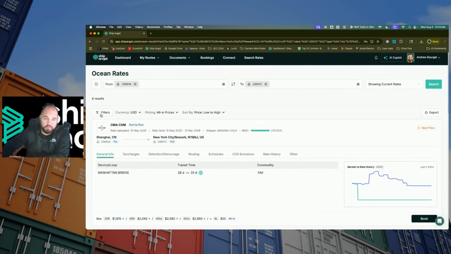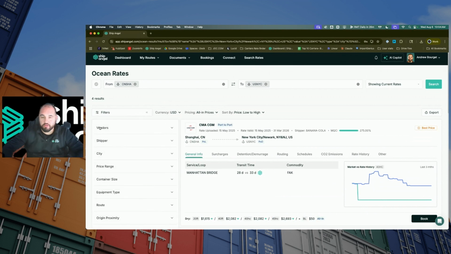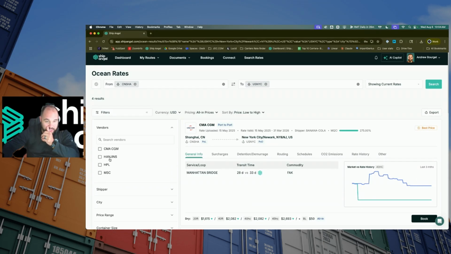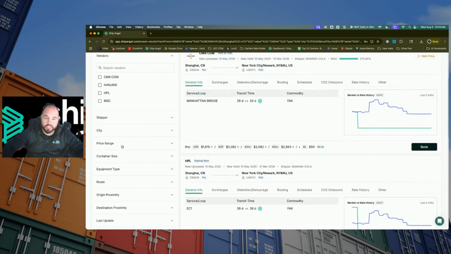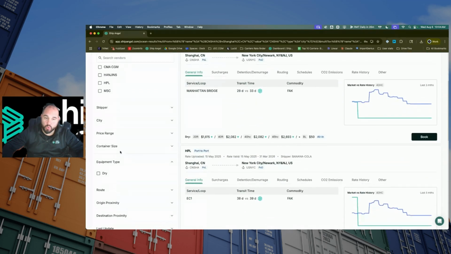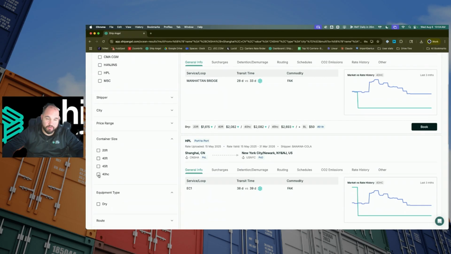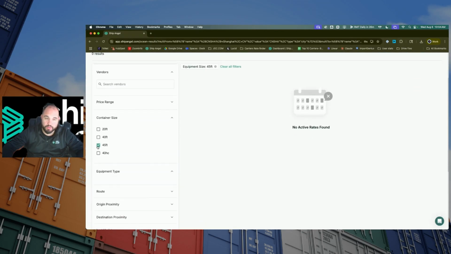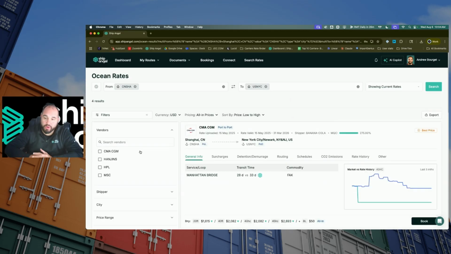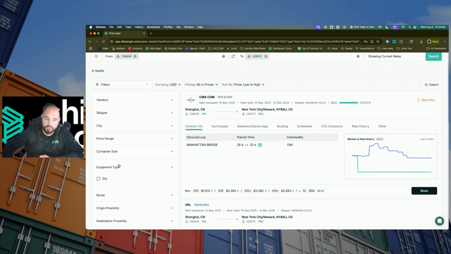Inside the system, we've developed the idea of filters. And so very, very quickly, I could say Shanghai to New York City, click search. And then in filters, I could say, you know what, I want to see just my Hapag-Lloyd rates. Alternatively, you could also utilize filters around container size or equipment type. I need a very specific 45-foot rate. I need a very specific equipment type. You can filter through your rates to understand what are my rates on these various lanes and how can I very quickly get access to these rates and information.